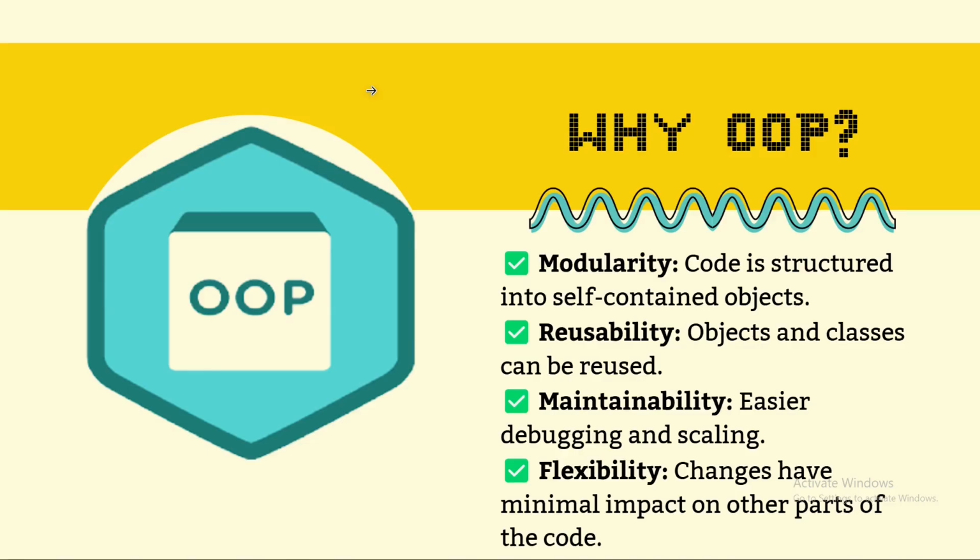So why OOP? Number one is modularity. Code is structured into self-contained objects. Number two is reusability. Objects and classes can be reused. Number three is maintainability. It is easier to debug and scale. And the last one is flexibility. Changes have minimal impact on other parts of the code.